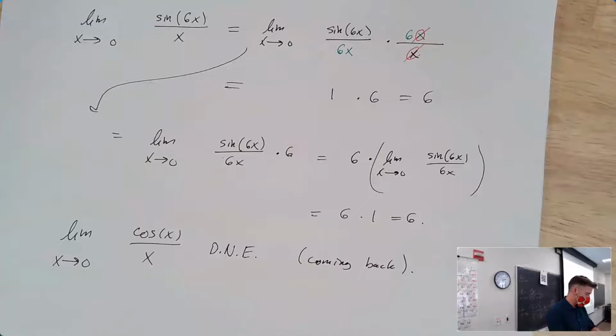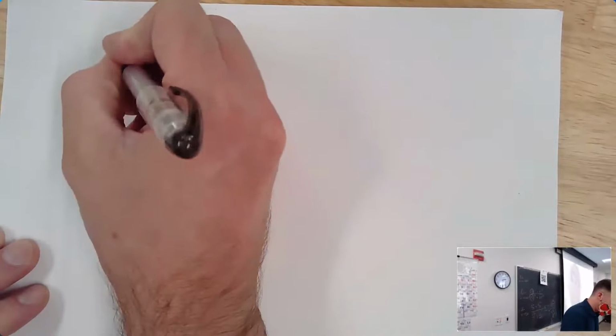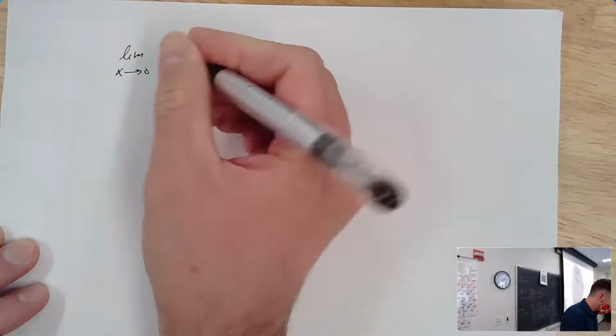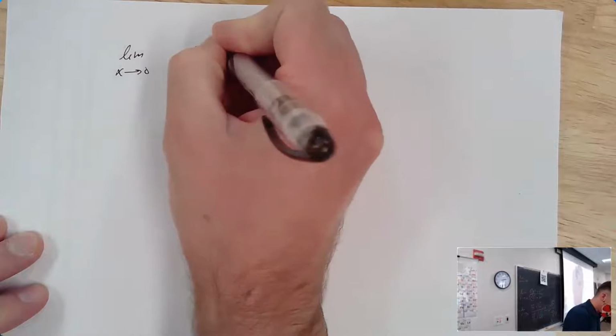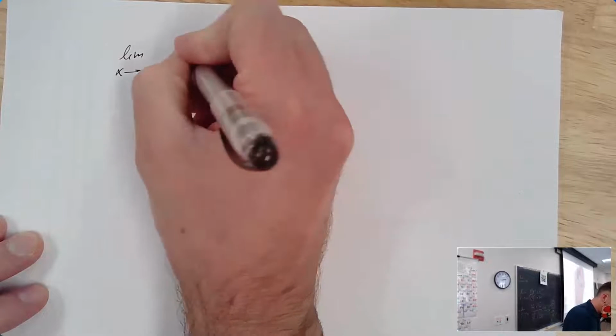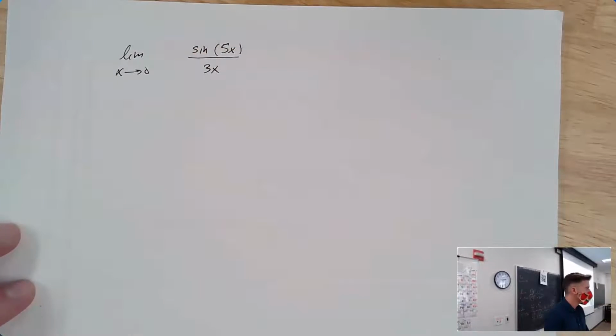All right, so I want to do a few more of these sine ones because they do come up. So let's say we want to find the limit as x approaches 0 of, say, sine of 5x over 3x. So people do this different ways. I personally like the way I do it because that's the way I've done it. But some people would take this and multiply the top and bottom by 5/3. That's also a perfectly legit way of doing it.